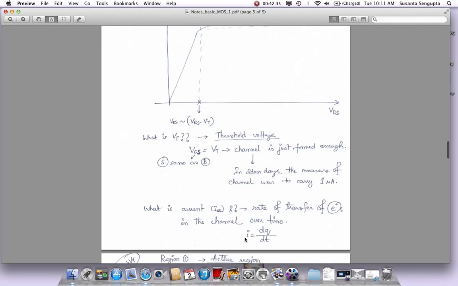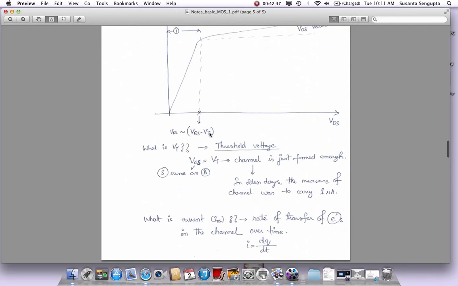VT is what we call the threshold voltage of the device. So what is the threshold voltage? Threshold voltage is defined again as a superficial voltage where the channel is formed. Well, the question to ask is, when you say the channel is formed, again the channel is forming gradually.